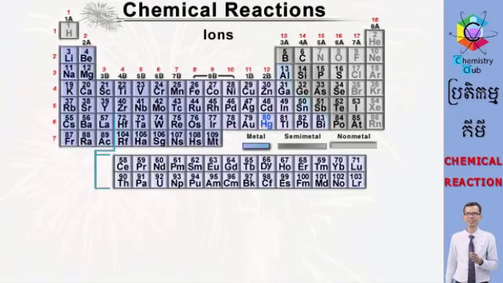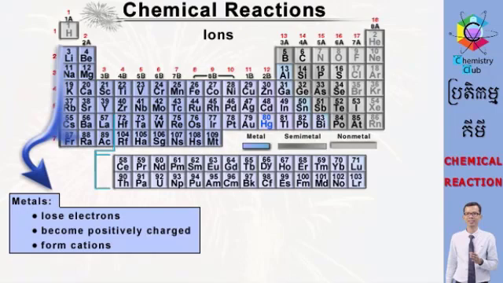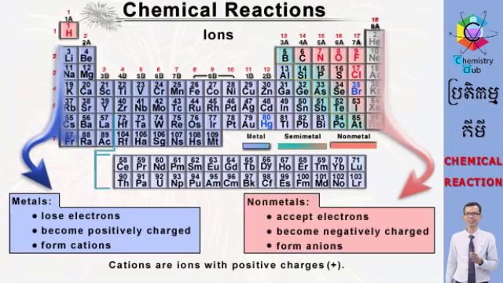The elements on the left side of the periodic table, known as the metals, tend to lose electrons and form cations. A cation is an ion with a positive charge. The elements to the right side of the periodic table, the nonmetals, tend to accept electrons, becoming negatively charged. A negative ion is known as an anion.